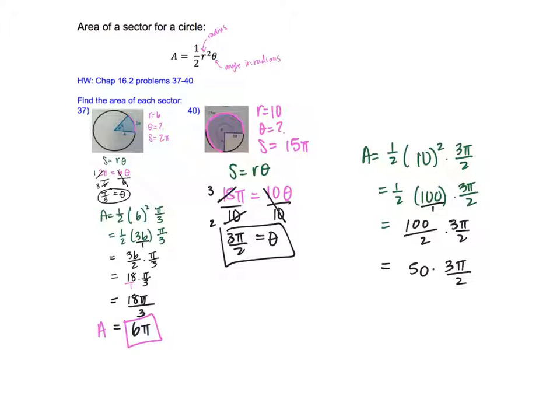So if you were to work this out and multiply this straight across because it's a fraction, 50 times 3 is 150 pi. 1 times 2 in the bottom is 2. 150 divided by 2 is a nice number. I think it's 75 pi. And there we go. We have found the area of this sector right here. And that's it for this video. I hope this helps out.